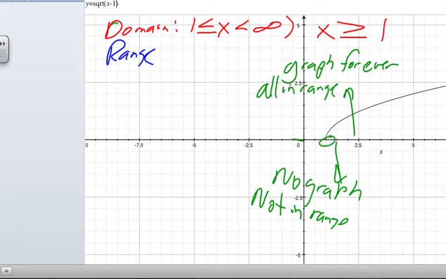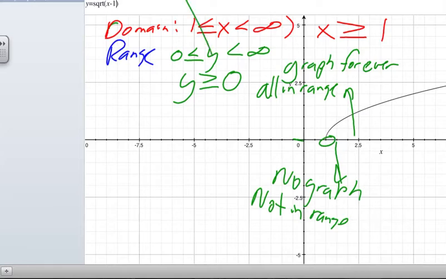So again, I notice from 0. So my range, I can write this as 0 is less than or equal to y, which is less than infinity, or y is greater than or equal to 0. And that's how you get your domain and range on this thing.